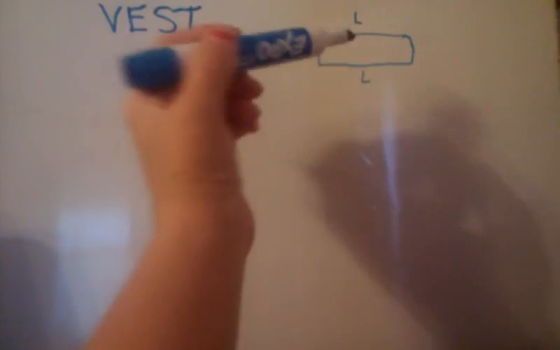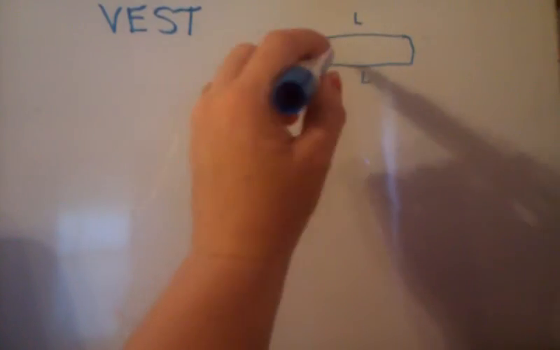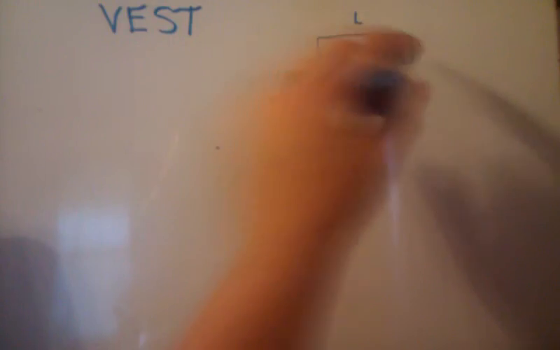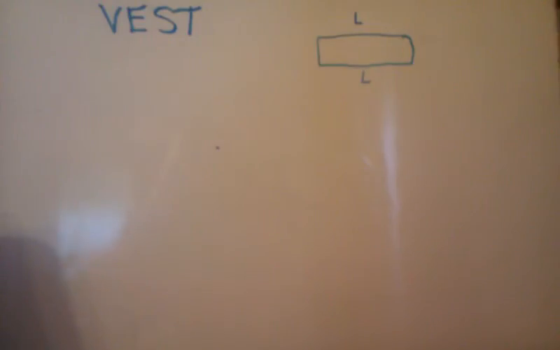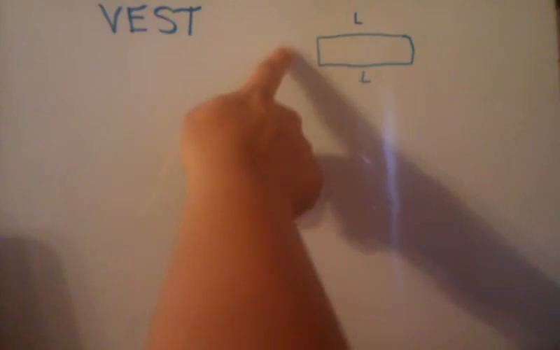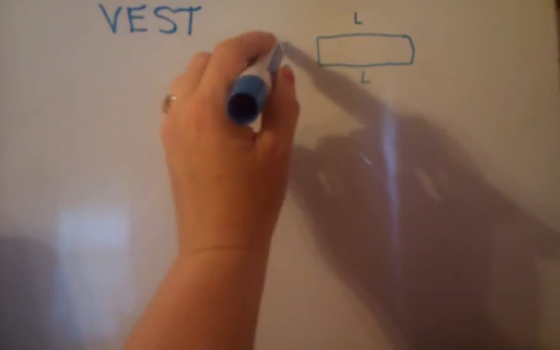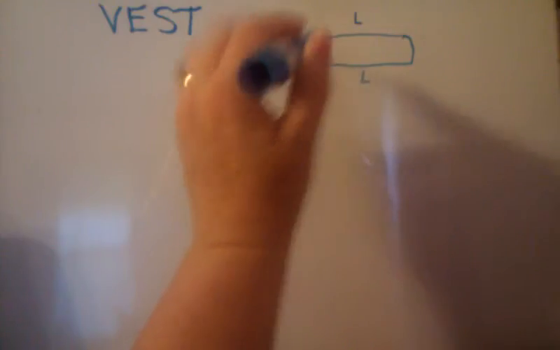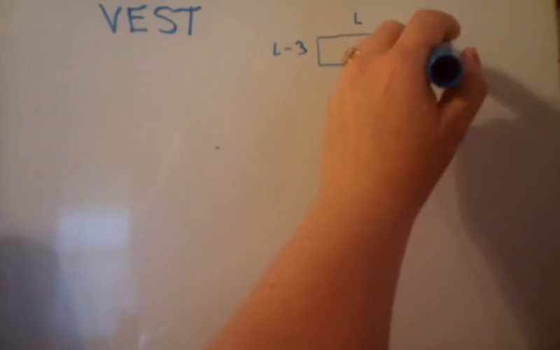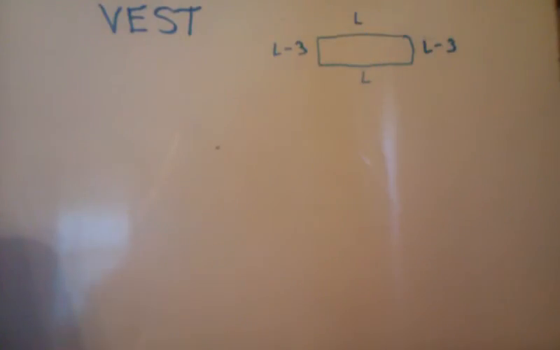On a rectangle, we know that these are the same length, and we know that these are the same length. Okay. So it says this is 3 inches shorter. Shorter would mean subtract. So this is going to be L minus 3. And since these two sides are equal, I can put L minus 3 over here as well. It says the perimeter is 54 inches.